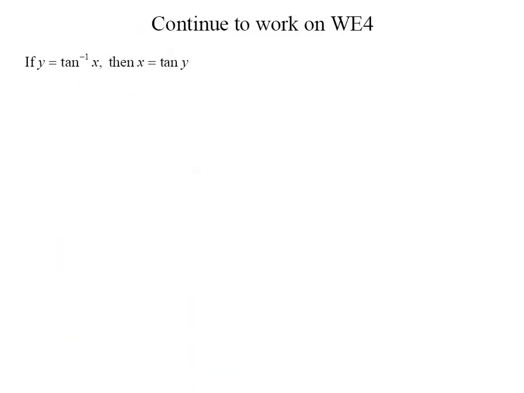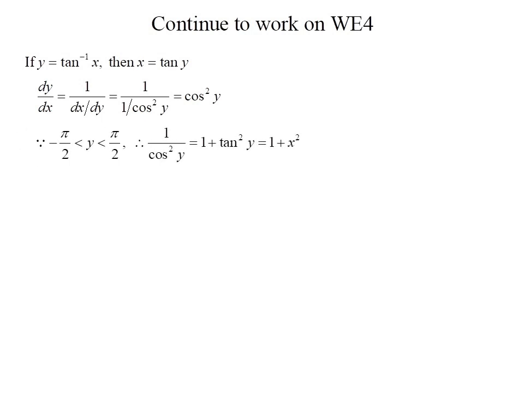Here we continue to work on example 4 to find the derivatives of inverse trigonometric functions. Now let's find the derivative of arctangent x. Since y equals arctangent x, x equals tangent y. Hence dy by dx equals the reciprocal of dx by dy, which equals 1 over the reciprocal of the square of cosine y, which equals the square of cosine y.